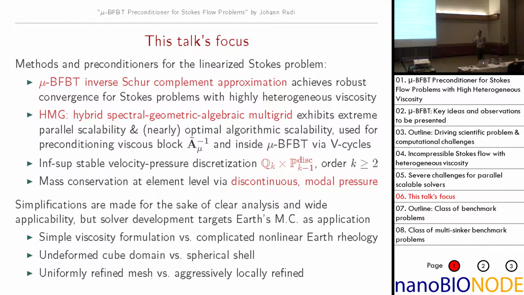Okay, I will make some simplifications, but always keep the Earth's mantle convection as the target application. So all that I'm going to tell you should apply to Earth's mantle convection, or it can be extended. So no complicated rheology will be used, no spherical shell, and no adaptive meshes, just uniform meshes.